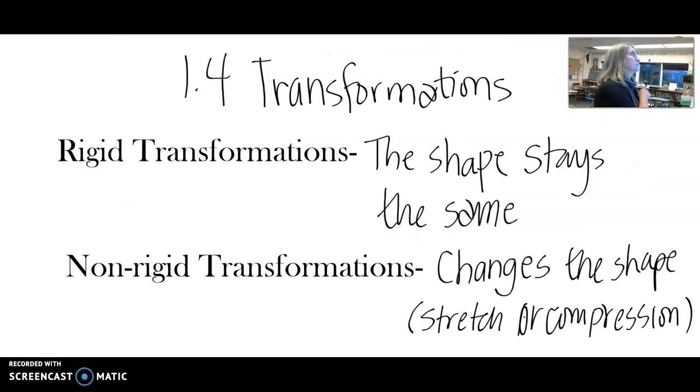All right, so write this down. Rigid transformations, the shape stays the same. Non-rigid transformation, it changes the shape of the graph. Rigid meaning it's stiff and it doesn't change. And non-rigid means it's fluid. It can change its shape.